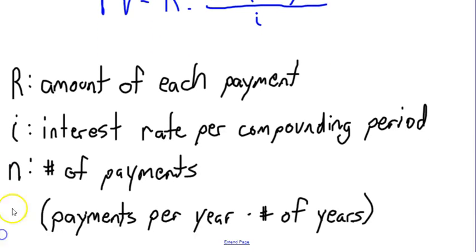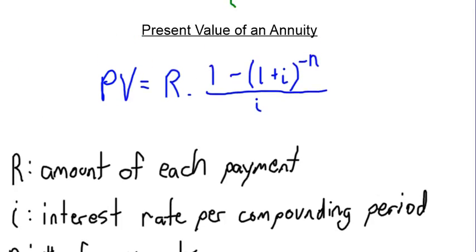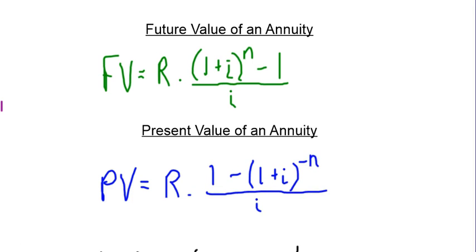So just to make sure we understand what each of those stand for, R is the amount of each payment. I is the interest rate per compounding period, so the interest rate divided by the number of times compounded. N is the number of payments, so payments per year times the number of years. So we're going to use these in a couple of story problems now.